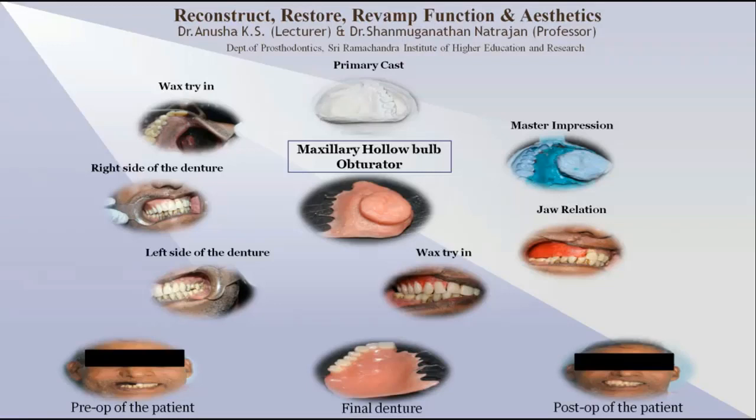Today, my topic for the poster is Reconstruct, Restore, Revamp: Function and Aesthetics. The case presented over here includes a maxillary hollow bulb obturator. Oral cancers involve cancers of the tongue, lips, floor of the mouth, hard and soft palate, sinuses, and pharynx. The cancer of the oral cavity develops from squamous cells found in the mouth, lips, and tongue. Squamous cell carcinoma accounts for around 65% of the oral cancers.